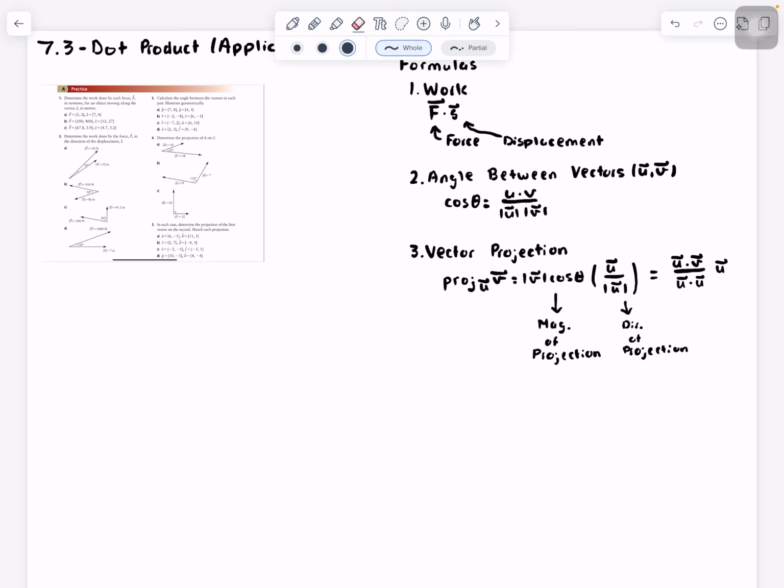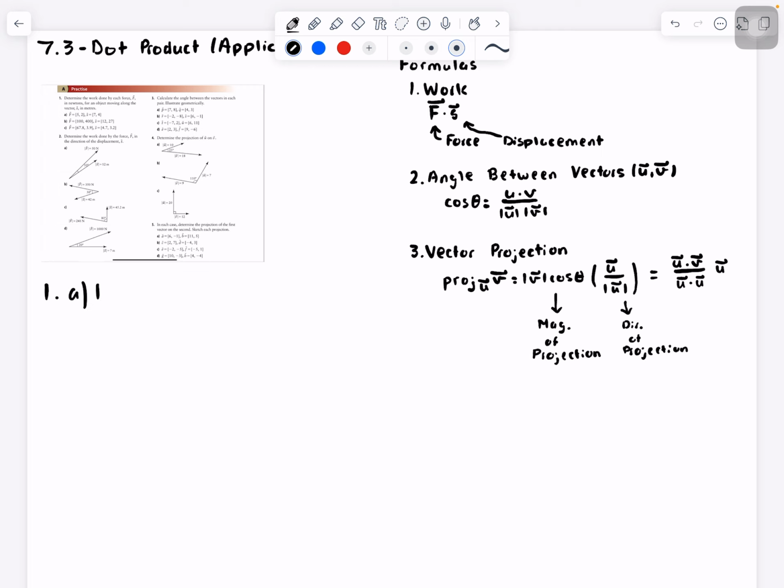Question 1. Determine the work done by each force in newtons for an object moving along the vector s in meters. So here we'll be using the first formula on work. I'll be choosing at random which questions I do. I won't be doing all of them for this part of the video series.